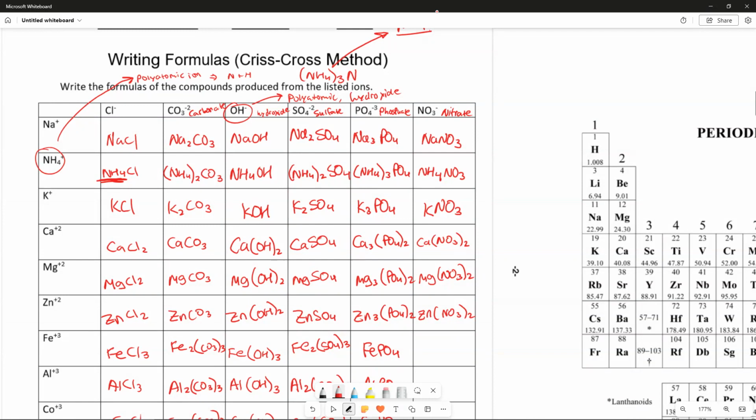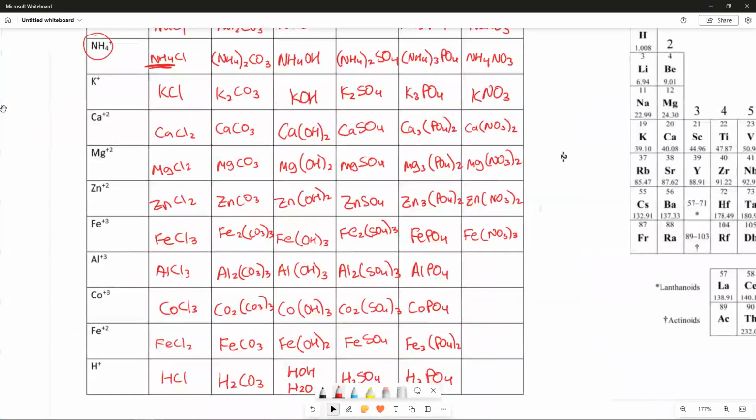Fe 3 plus, for every 1 iron with a 3 plus, we need 3 NO3s. 3 NO3s, that sounds weird, but 3 times NO3 1 minus gives us a net charge of 0. And you have to use parentheses here because why? Obviously, it's a polyatomic ion, and you have more than one. Alright, moving down a little, we have aluminum 3 plus. Same deal here. For every 1 aluminum, we need 3 nitrates. Use parentheses. Same deal for cobalt as well. There's a lot. Wow. (NO3)3.